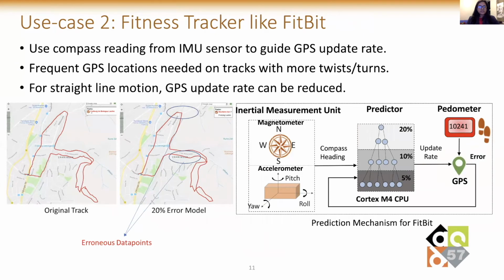In the schematic, we show that the compass headings from the IMU sensor guide the GPS update rate. Moreover, due to the feasibility of a real-time error tracking mechanism, where error is the difference between distance calculated from the pedometer and the GPS, we use our feedback mechanism to dynamically change the start node of a decision tree predictor to restrict error.